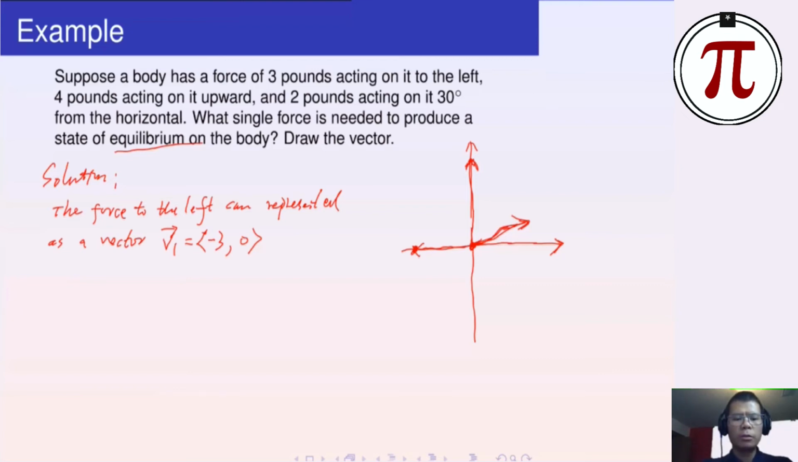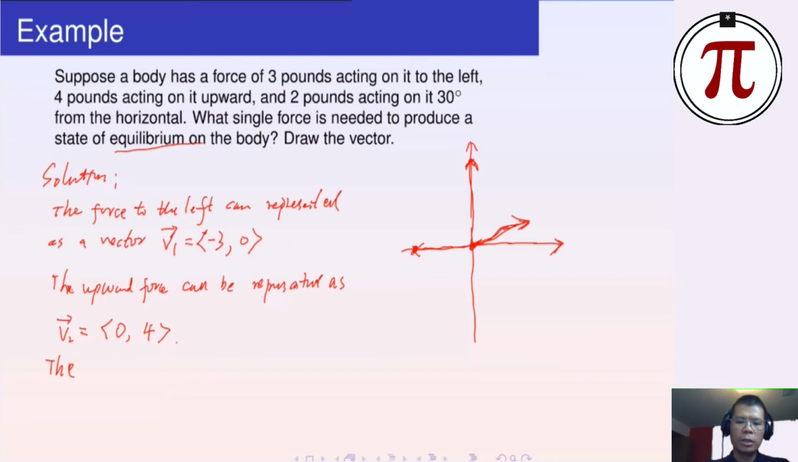The upward force can be represented as V2. V2 equals 4 pounds upwards. What is the coordinate for that? 0, 4. Yes, 0 and 4.